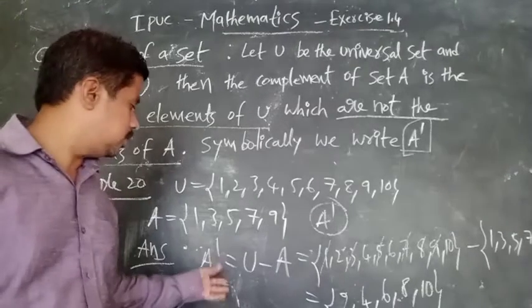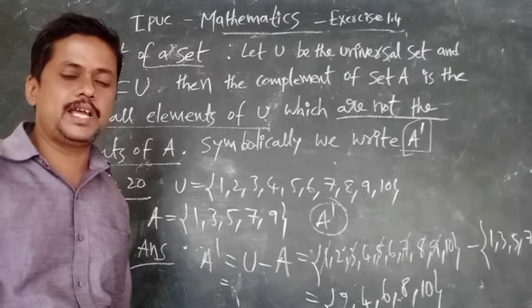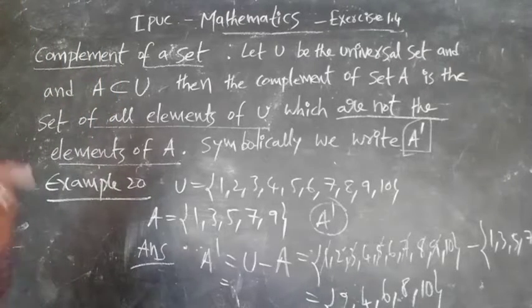So the formula is simple: A dash equals U minus A, B dash equals U minus B. Like that you have to simplify, my dear students. Very easy problems.